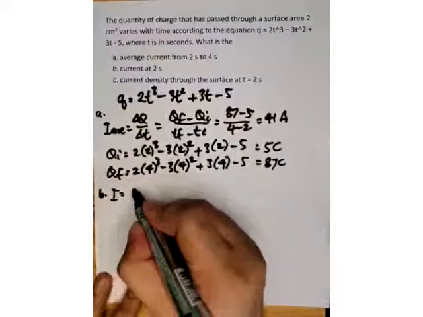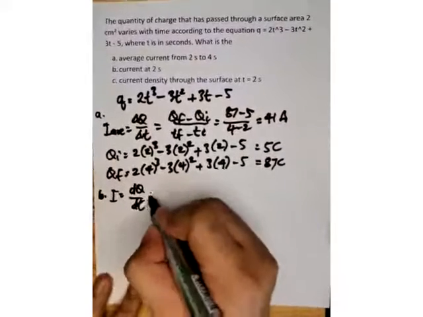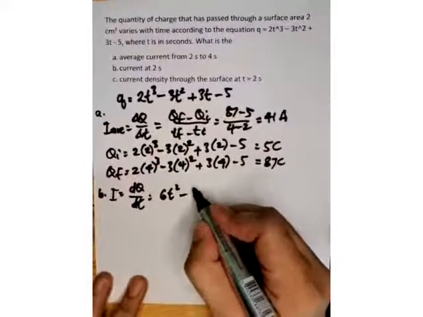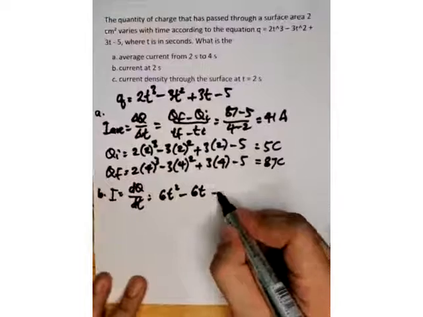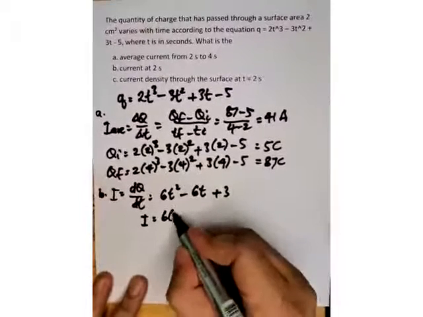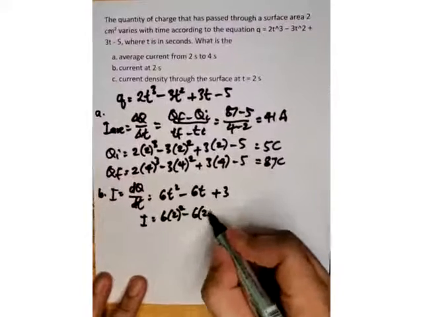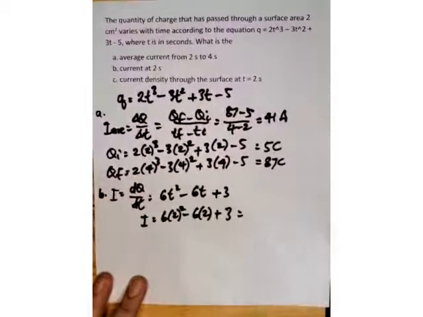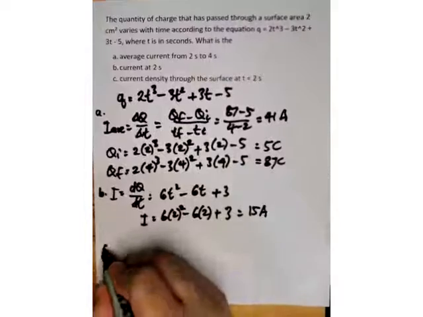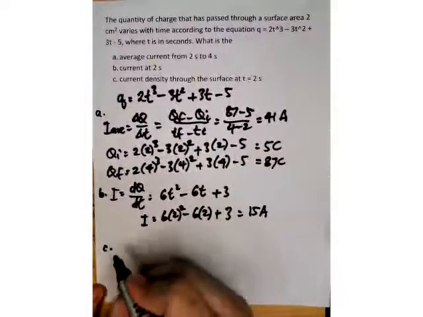So I is equal to dQ over dt. So get the first derivative. So that's 6t squared minus 6t plus 3. And then you just substitute 2. So that's 6 times 2 squared minus 6 times 2 plus 3. It's 15 amperes. Okay, letter C, what is the current density?